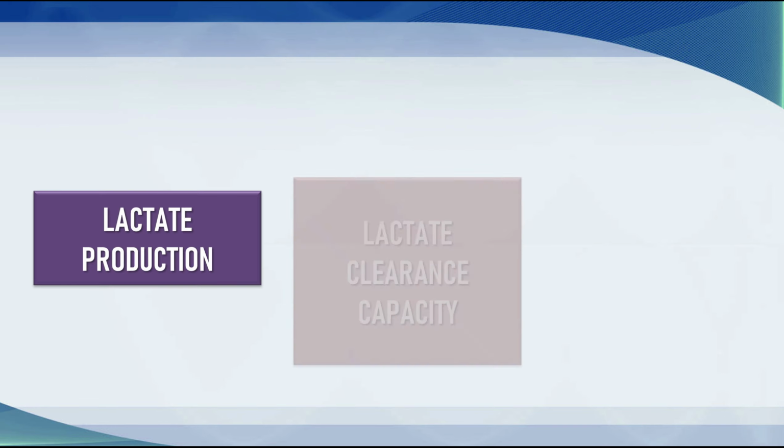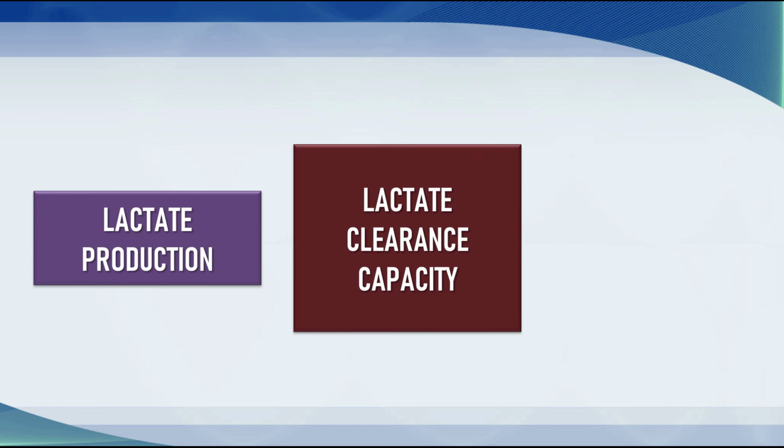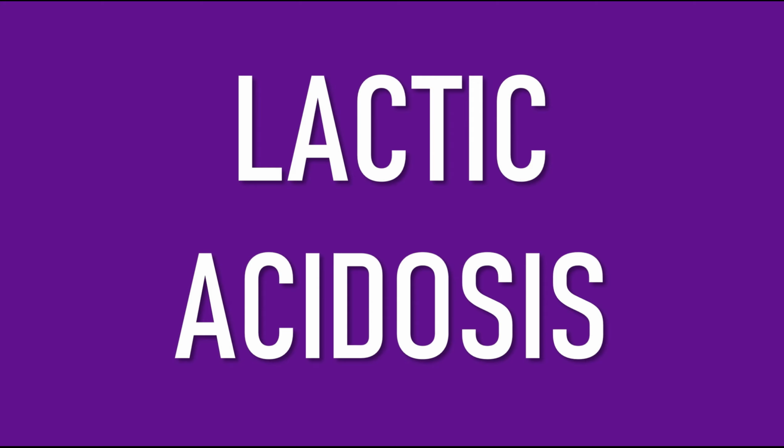Under normal circumstances, the clearance capacity for lactate significantly exceeds production, and as a consequence, the lactate level in plasma is undetectable. For a patient to develop lactic acidosis, the production must exceed the clearance, and that can be a problem of either excess production or inadequate or relatively inadequate clearance, or both. So let's get into lactic acidosis.